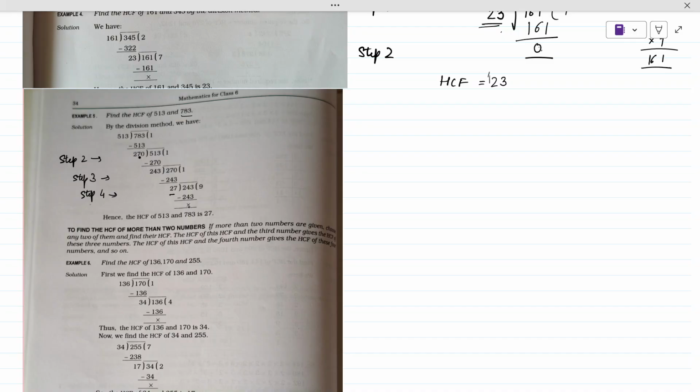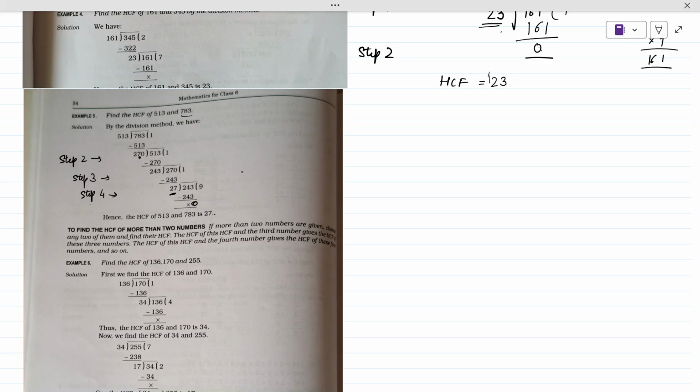And finally, we are getting the answer as 0. We are getting the remainder as 0. So again, the number, the dividend using which we are getting 0 will be our final HCF. So 27 is our HCF here.